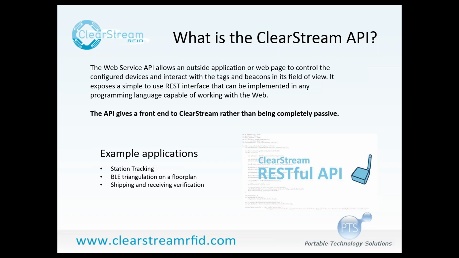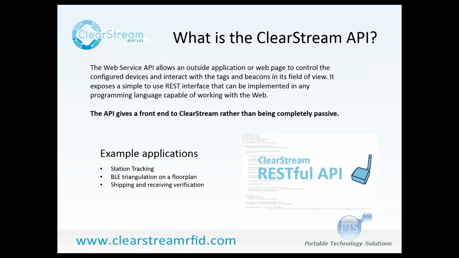Another example application that would be good for the API is shipping and receiving verification. So again, it goes back to that UI that a user can see what's actively being scanned by these fixed readers. So imagine a fixed portal that is displaying items that are supposed to be scanned through that portal. Well, now you can, through the API, display all of the tags that are supposed to go out, say, on a shipment.